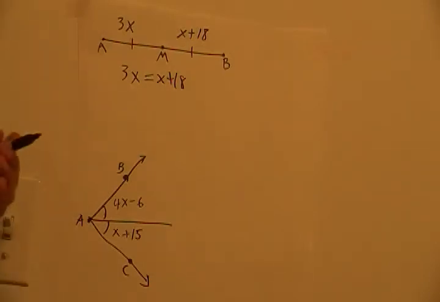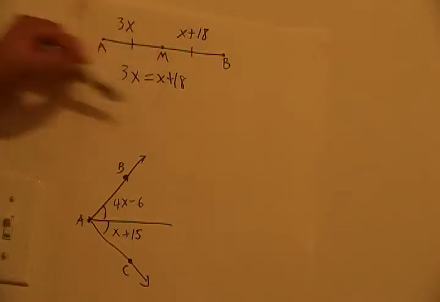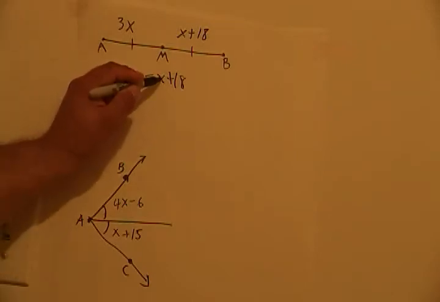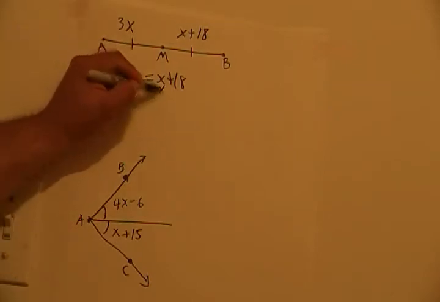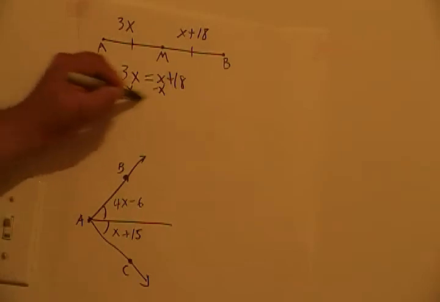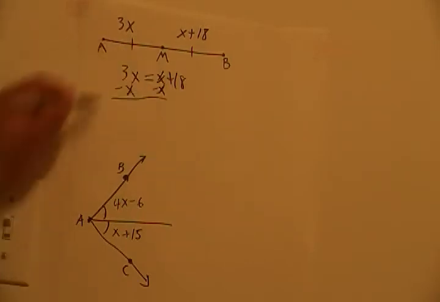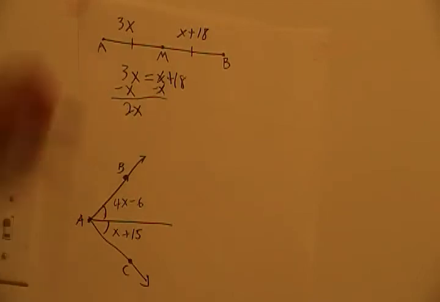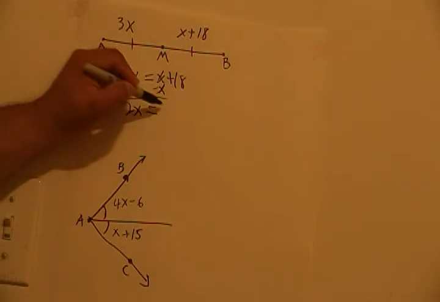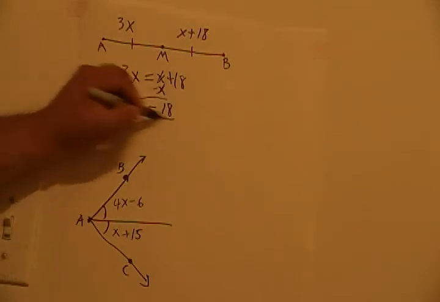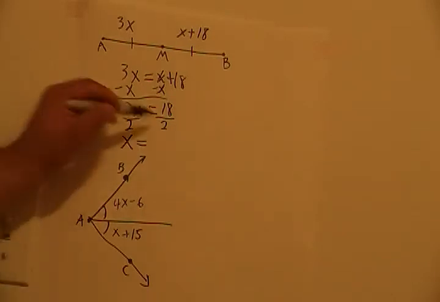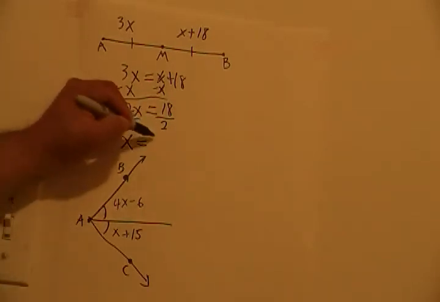Well, this is just simple equation solving. We want to bring all the x's to the left side. We have an x on the right hand side, so we subtract x from both sides. These cancel. 3x minus x is 2x, and that's equal to 18. So divide both sides by 2, and we get x equals 18 divided by 2, which is 9.